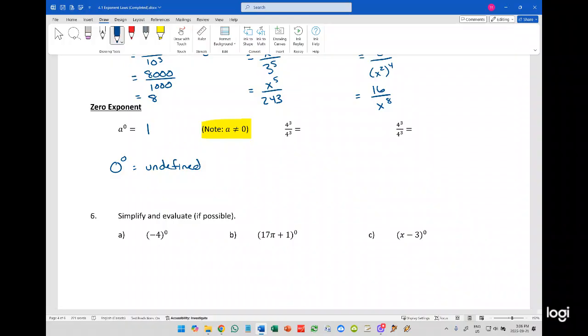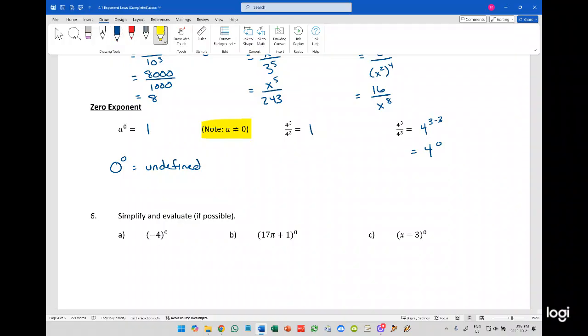To show you why this is true, at the side here I put down 4 cubed divided by 4 cubed, which logic tells you, with the same thing on the top of a fraction and on the bottom, is equal to 1. But on the other version of 4 cubed over 4 cubed, according to our power rules so far, that is 4 to the exponent 3 minus 3, which is 4 to the exponent 0.